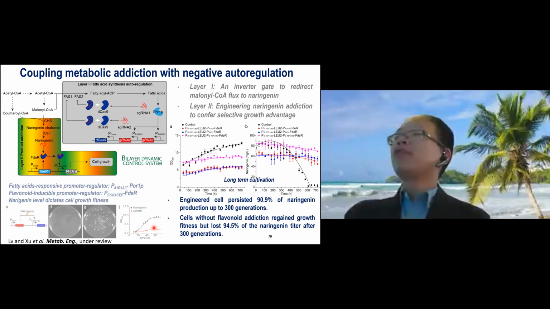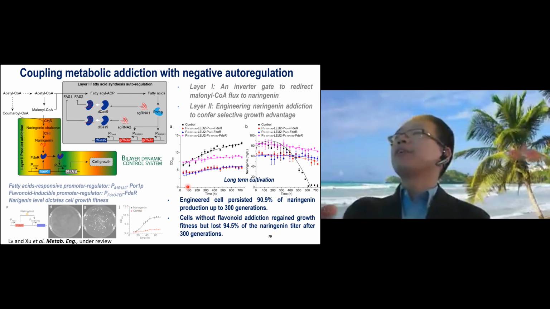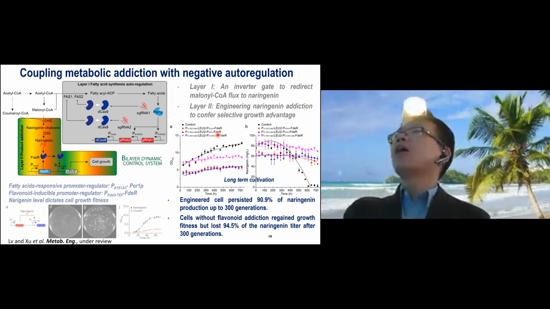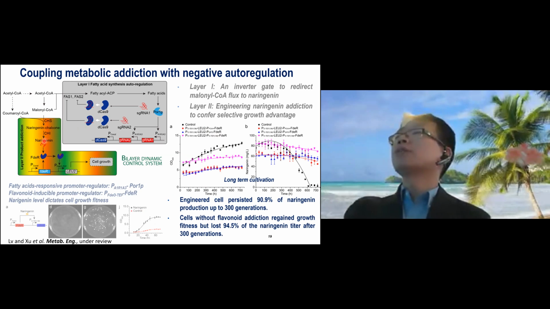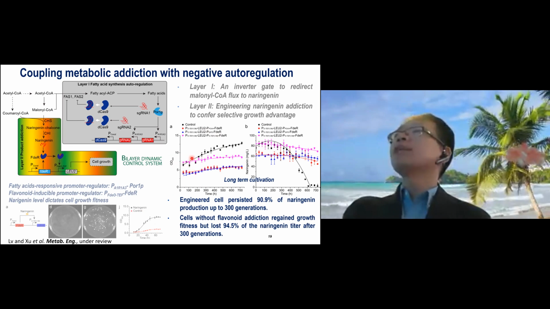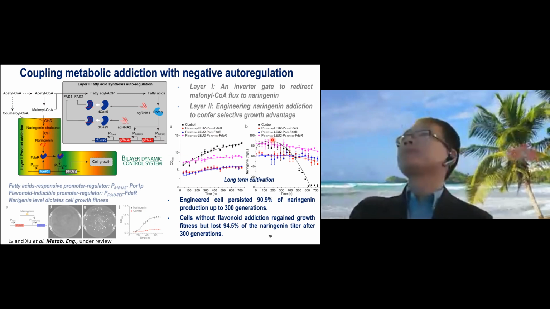In the end, we tested cell growth fitness for our engineered cell and the control cell. Our control cell has just the naringenin production genes without the layer 1, layer 2 control circuits. We found the control cell gradually increases its growth fitness, but the production actually decreases a lot after 200 hours of inoculation time.